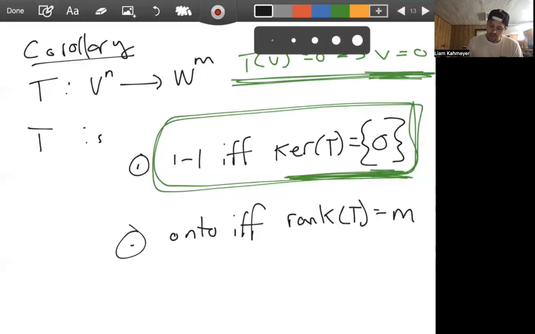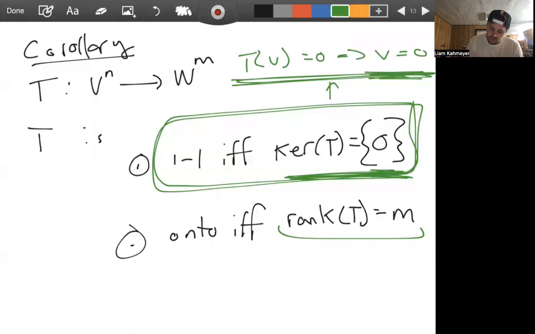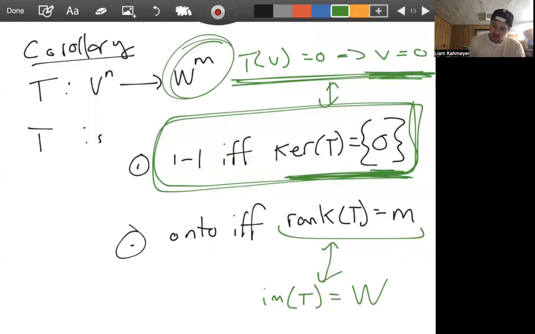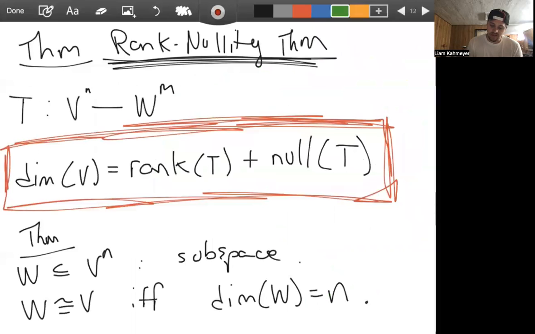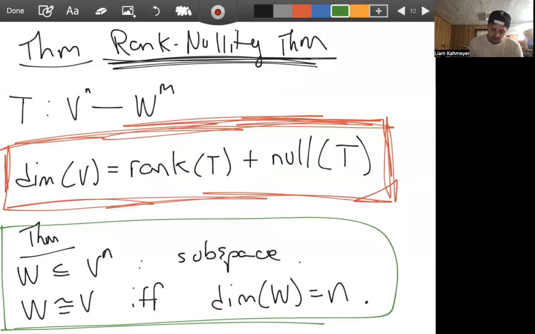Similarly, the rank of T being M means these statements are the same. This statement is the same as saying that the image of T is equal to the codomain. Remember, we know that the image is a subspace of W. But if the image is of dimension M, then by this previous theorem down here, they're isomorphic.